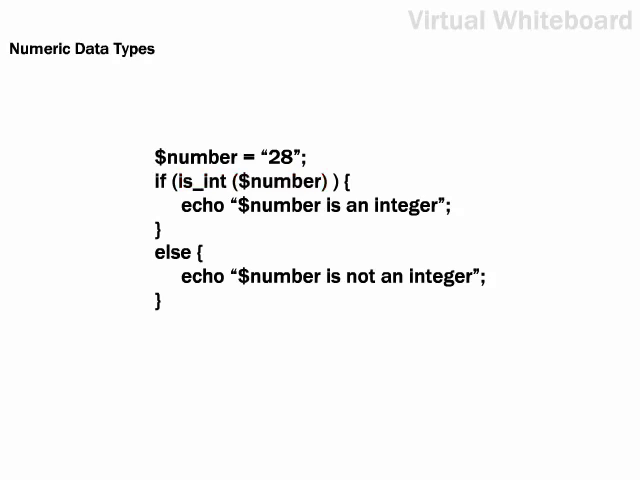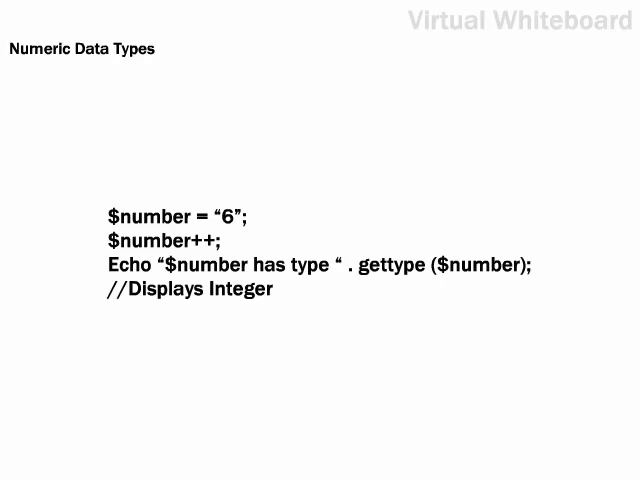Because the actual declaration of this variable assigns a string value, even though it is one that includes a number, the condition fails. Although in this example the number variable is a string, PHP is flexible enough to allow this value to be used in numeric operations. This example shows that a string value that contains a number can be incremented and that the resulting value is an integer.